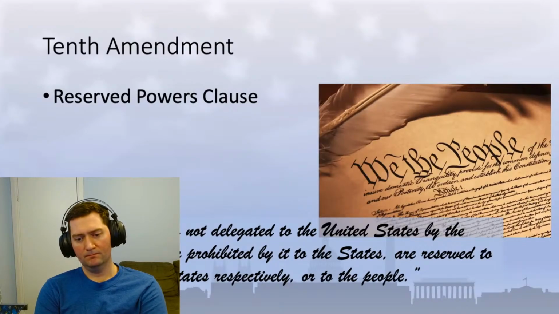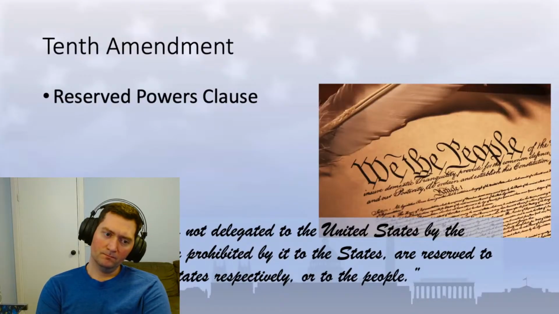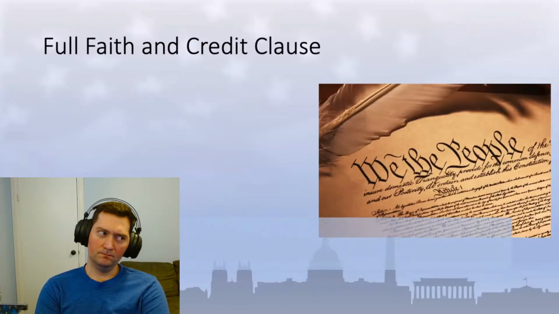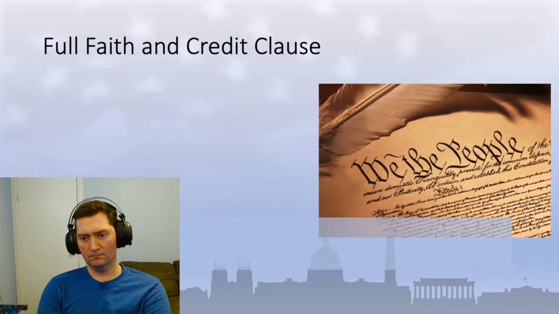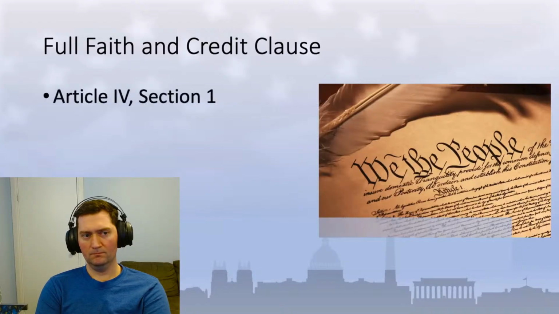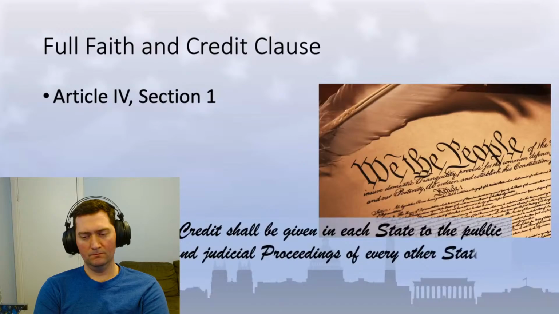It's also been used to protect individual rights and limit the power both of the federal and state governments. The Full Faith and Credit Clause is a provision of the U.S. Constitution that requires each state to honor the laws, public records, and court decisions of the other states. It's found in Article 4, Section 1 of the Constitution, and states that full faith and credit shall be given in each state to the public acts, records, and judicial proceedings of every other state.